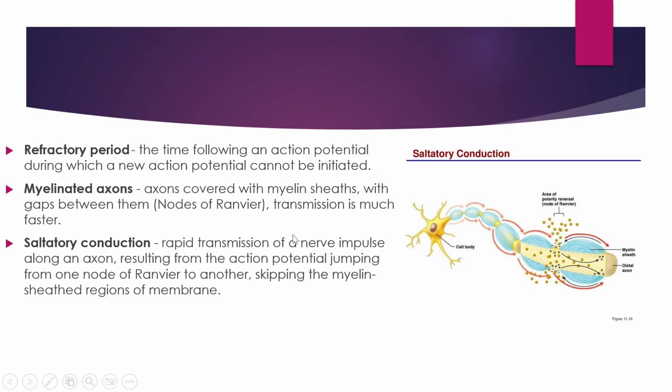Myelinated axons are axons covered with myelin sheath with gaps between them, or nodes of Ranvier. Transmission is much faster. Saltatory conduction is rapid transmission of a nerve impulse along an axon, resulting from the action potential jumping from one node of Ranvier to another, skipping the myelin sheath regions of the membrane.